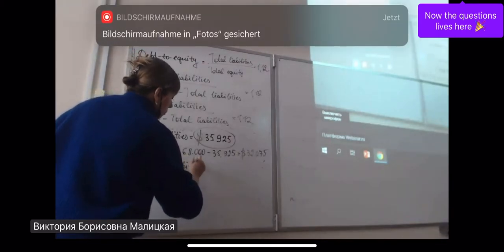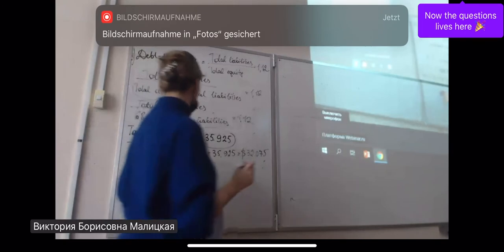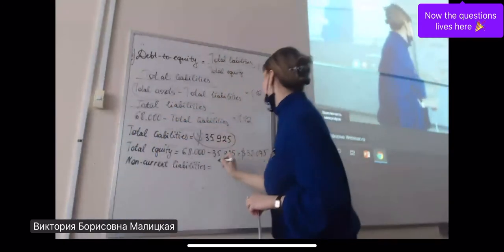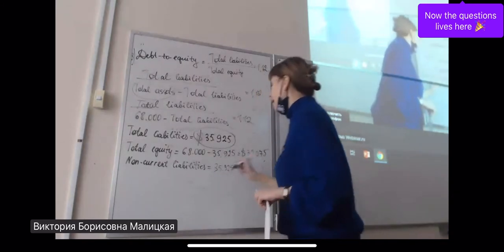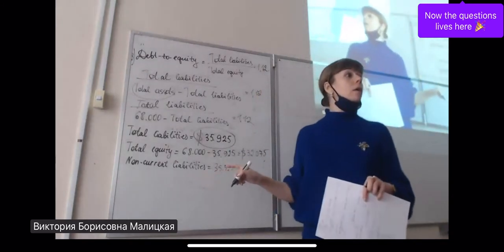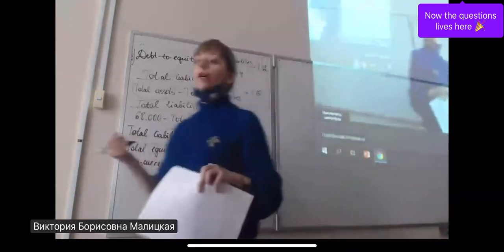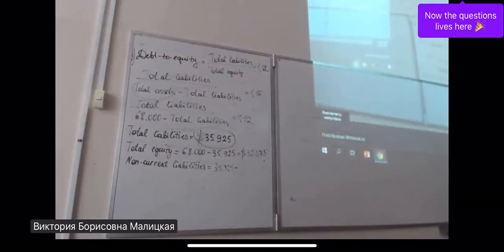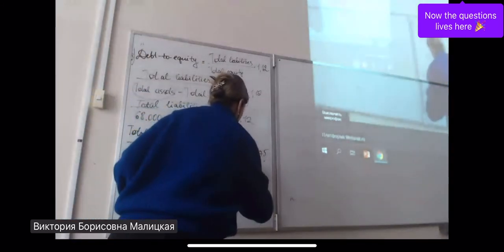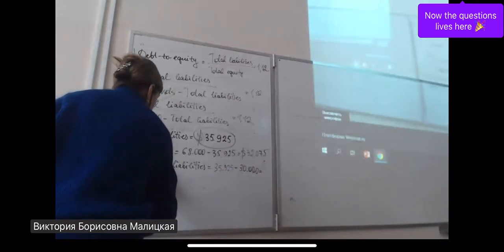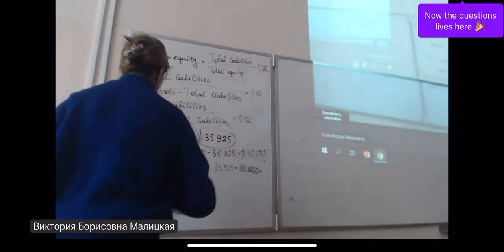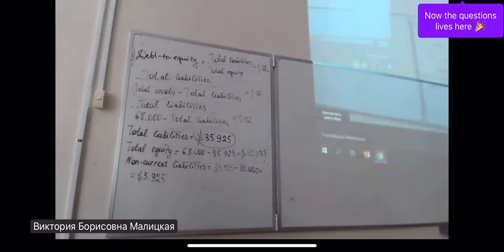Liabilities, just before we prepare the balance sheet. So how much are our current liabilities? 35,925 minus our what? How much are our current liabilities? 13. And that's going to be 5,925. Is that clear, guys? Is everything clear? Perfect.